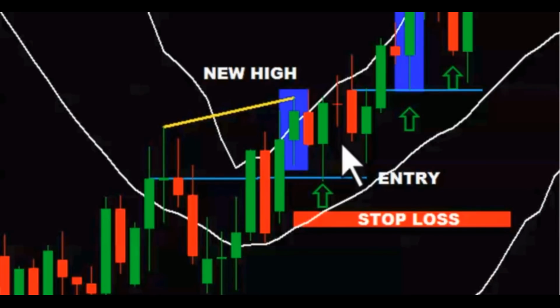Just to repeat that step one more time. Once the candle closes above the upper band, we must ensure that in the process a new high has also been generated. Step 2 is to look for.